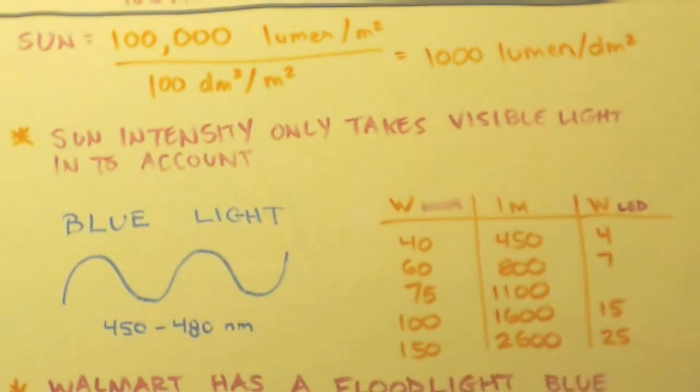Keep in mind, this sun intensity that they say, 100,000 lumens per square meter, some people say 108,000, some people say 96,000, whatever. It only takes into account visible light. It doesn't take into account UV, or infrared, or any of these other invisible light ranges. So more than 1,000 lumens, say, of energy or light is getting into our reaction that they're not counting. They're not counting the UV, right?